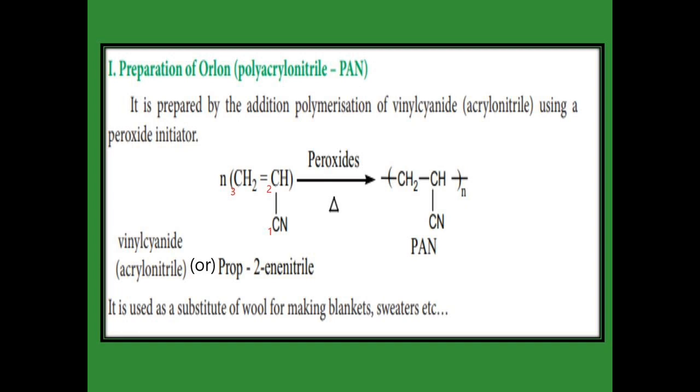See that in prop-2-ene nitrile, there are 3 carbons. In the second carbon there is a double bond. In the first carbon it contains CN. CN means nitrile. So prop-2-ene nitrile. It undergoes polymerization in the presence of peroxide as an initiator. On heating, it gives PAN.